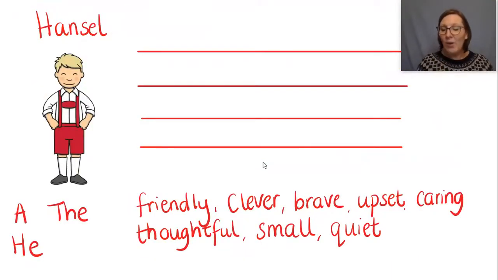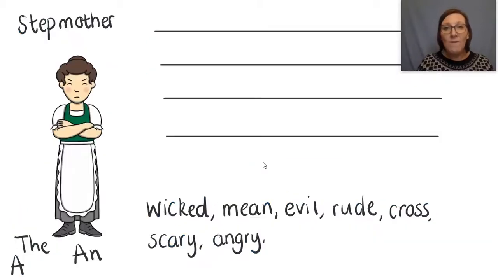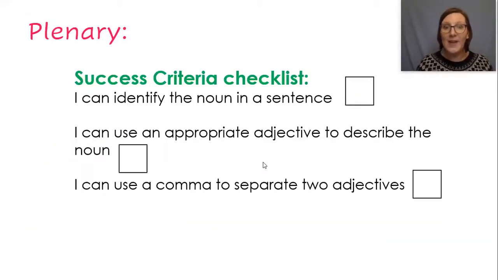Fabulous. Now what you're going to do is you're going to have a go at doing one for Hansel, one for Gretel, and one for the stepmother. But I need you to pause the video and I want you to come back here because we're going to go through this bit in a minute. So once you've done your expanded noun phrases for the three other characters, come back.